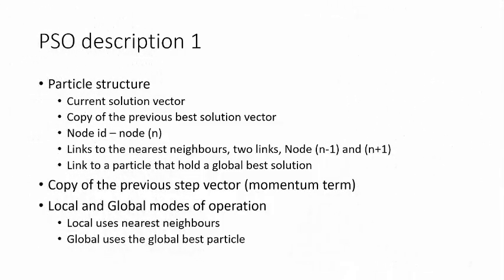Particle structure. In each particle, there is the current solution and the previous best solution. Each particle has a node ID, and each particle links to an adjacent particle. A single particle also holds the global best solution. There's also a copy of the previous step vector, and this is a momentum term.